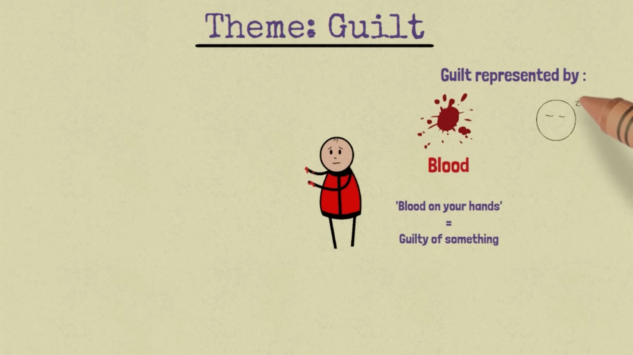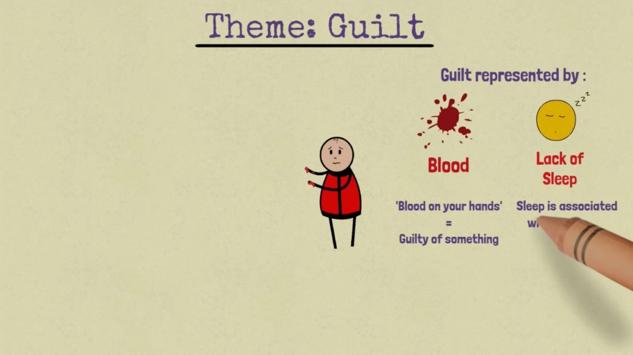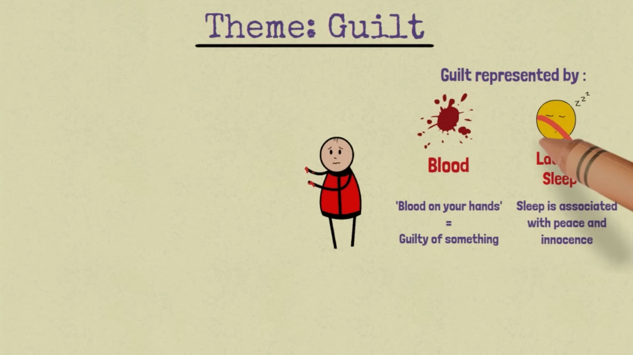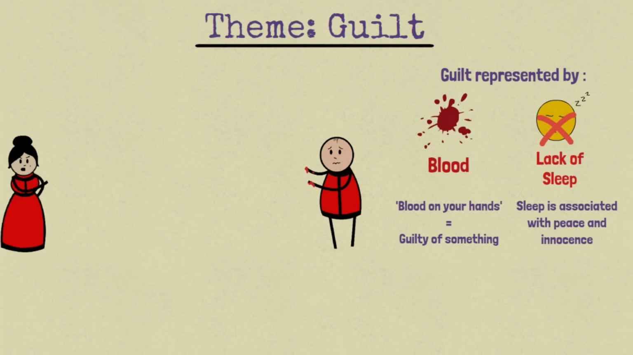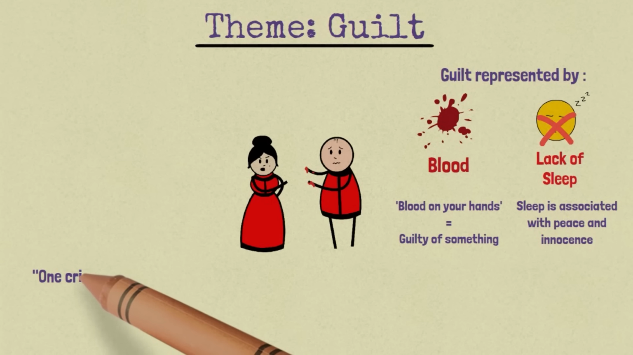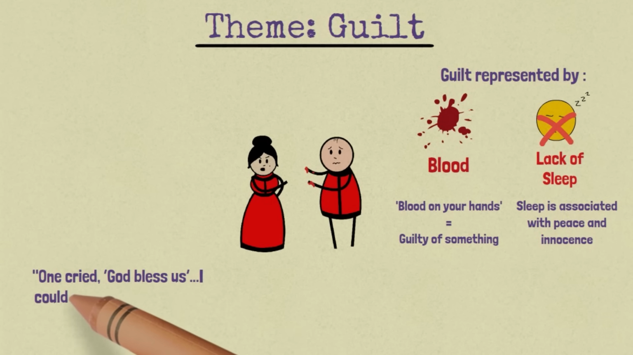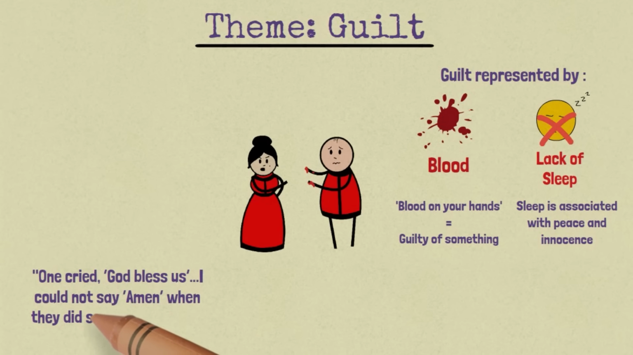Sleep, or more precisely the lack of it, is another way this theme is represented, because it is often associated with innocence and peace. After the murder, Macbeth tells his wife about the drugged guards. "One cried, 'God bless us!' I could not say amen when they did say, 'God bless us!'"